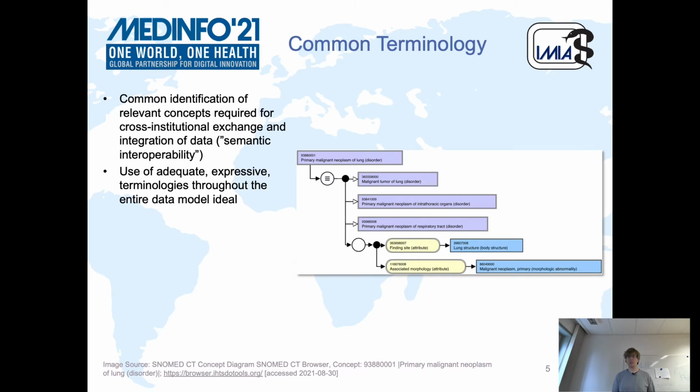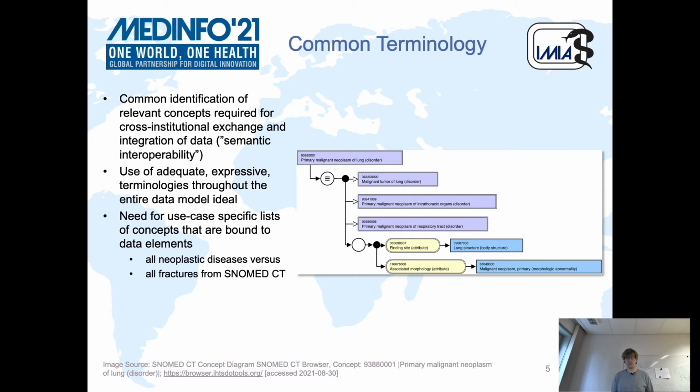One way to reduce the amount of duplicate work is the definition of standard terminology and value sets, which are subsets of those terminologies that are used in a specific use case. That would mean that concepts are identified consistently with codes and represented with adequate and expressive terminologies throughout the entire data model. That means, for example, the use of something like SNOMED CT, which is a very powerful terminology that has a lot of facilities for reasoning with machines, which can infer relationships between the data based on the concepts given in the data model.